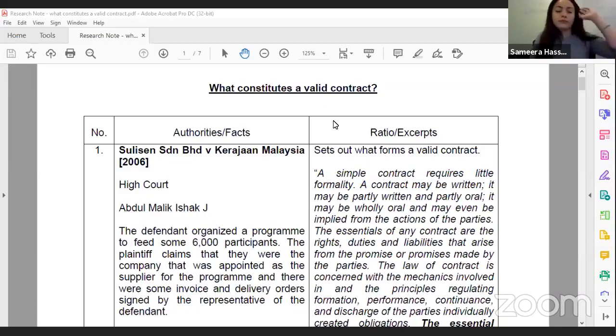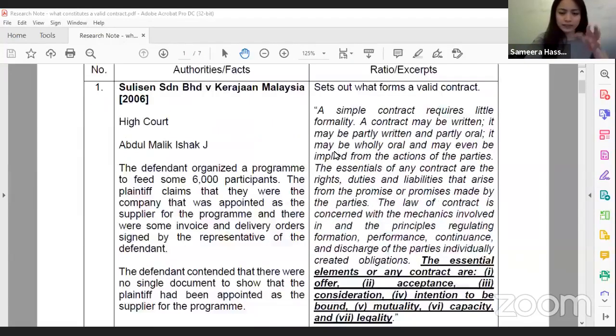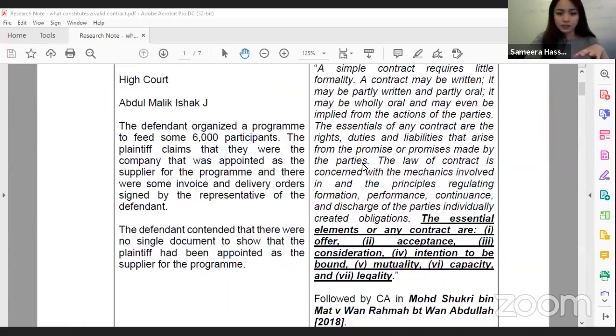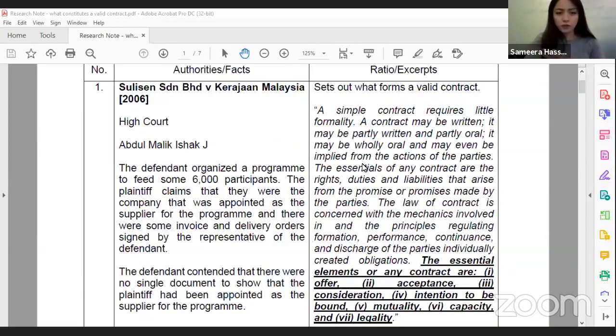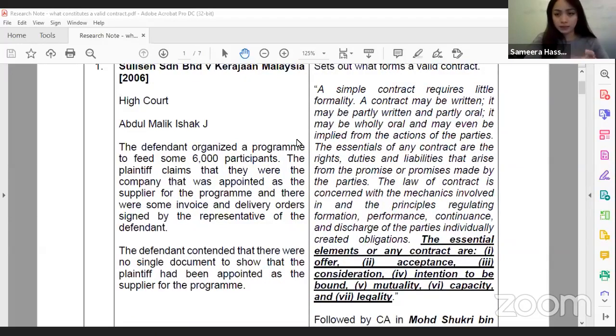So that is basically the touch and go of the 4 elements of a valid contract. You have your offer, you have your acceptance, intention to be legally bound, and the consideration. Now let's look at some authorities that have been decided in Malaysia, and there are some excerpts there as well. The first one is an overview of a contract and the elements that need to be in a contract.